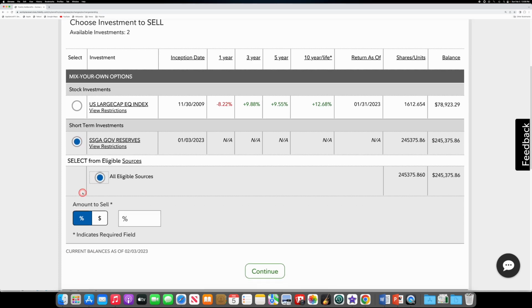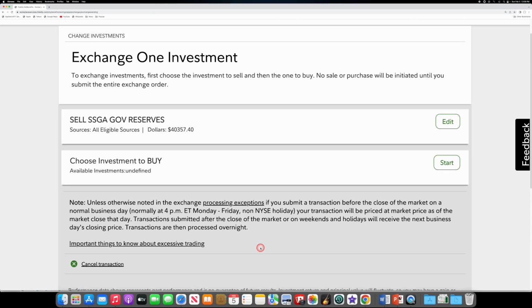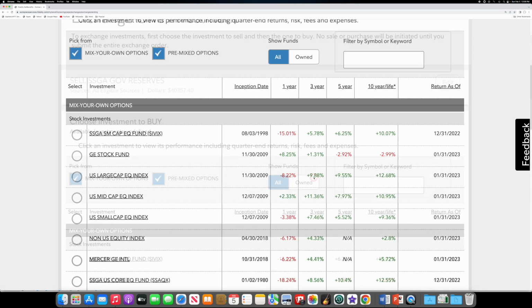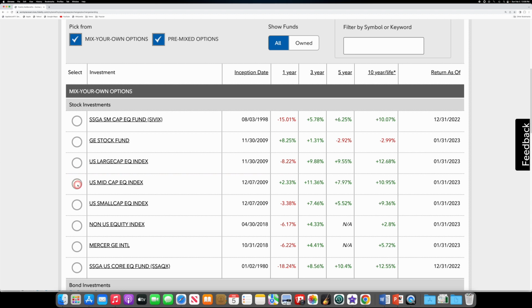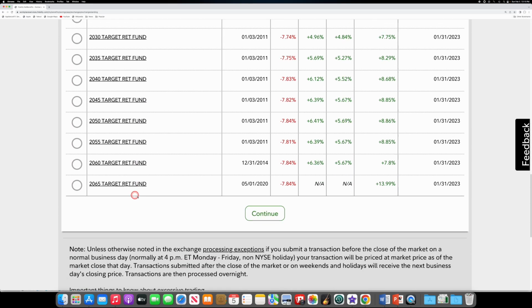All eligible sources. I know the amount that I want to sell. That is $40,357.40. Hit continue. Choose investments to buy. Start. And the first investment I want to buy is the U.S. Mid-Cap Equity Index. Continue.